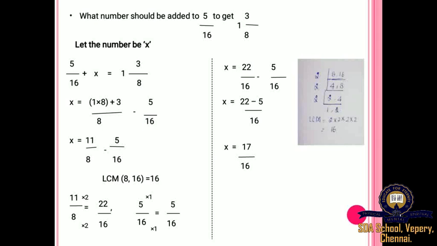We are obtaining an improper fraction. So we need to convert it into a mixed fraction. So when we divide, we will get 1 to be the remainder and 1 to be the quotient. So the mixed fraction will be 1, 1 by 16. Therefore, the required number is 1, 1 by 16.